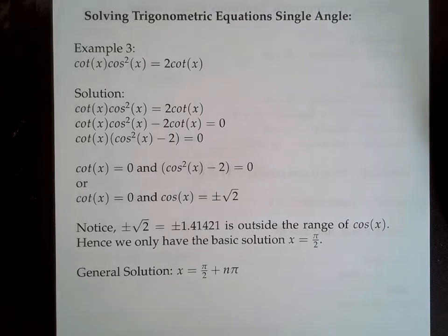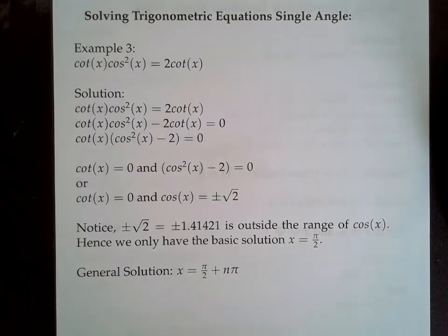So I want you to see lots of different situations in which maybe something isn't going to act like you expect it to, but if you remember your trigonometry, if you are doing well with trigonometry, then you are going to be okay. So let's look at example 3. This is going to be cotangent of x times cosine squared of x is equal to 2 cotangent of x.